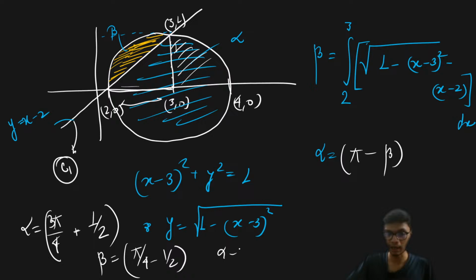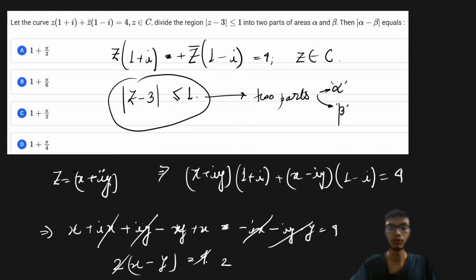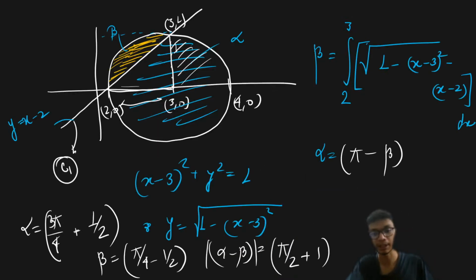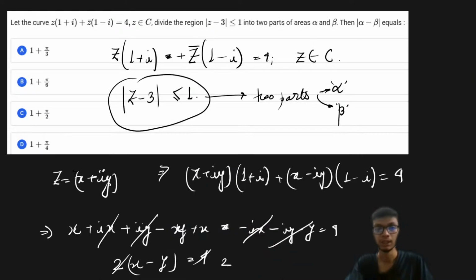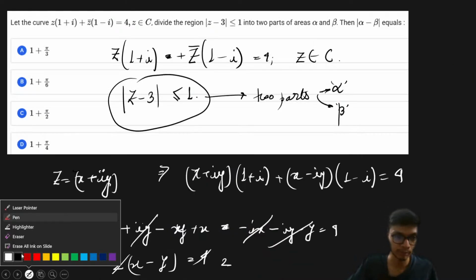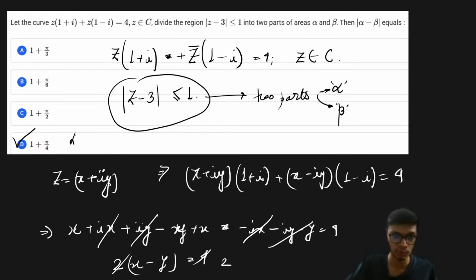So from here, your alpha minus beta is equal to pi by 2 plus 1. That is the value of alpha minus beta. We take the absolute value of alpha minus beta, the difference of the areas, which comes out as pi by 4 plus pi by 2 plus 1. So from here you can see that option D is the correct answer for this particular problem.